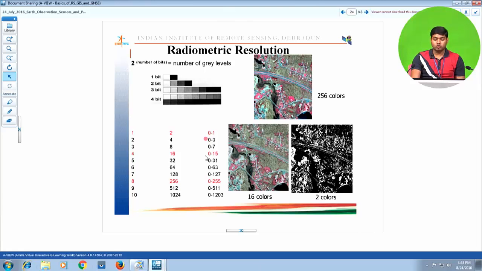Now you can see through these three images, if this is 2 color data, you are only able to differentiate two types of features, one appearing in black and one in white. If it is 16 color data, then you are able to discriminate various kinds of features, but not in more detail. But if you go with 256 colors, you can see the features are coming with more details.